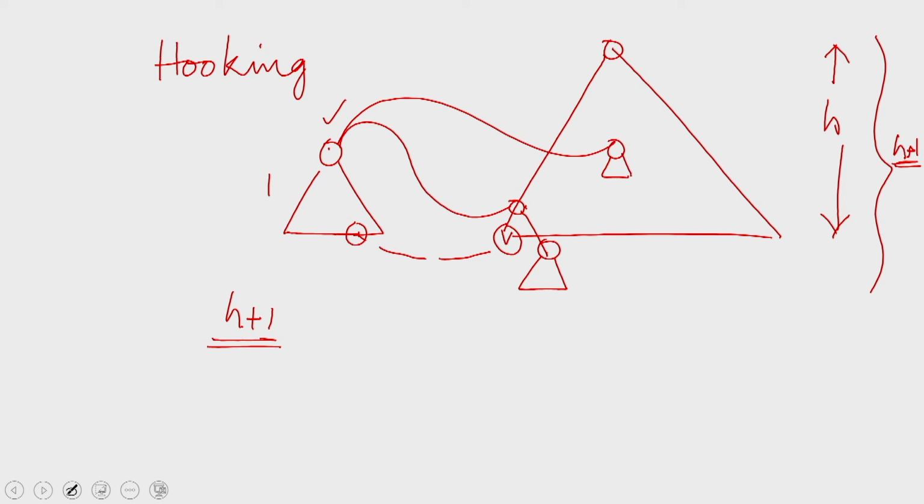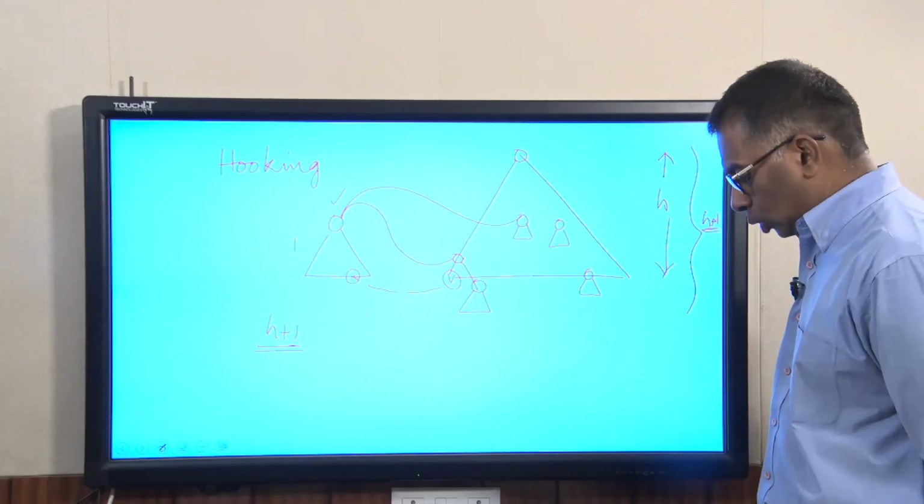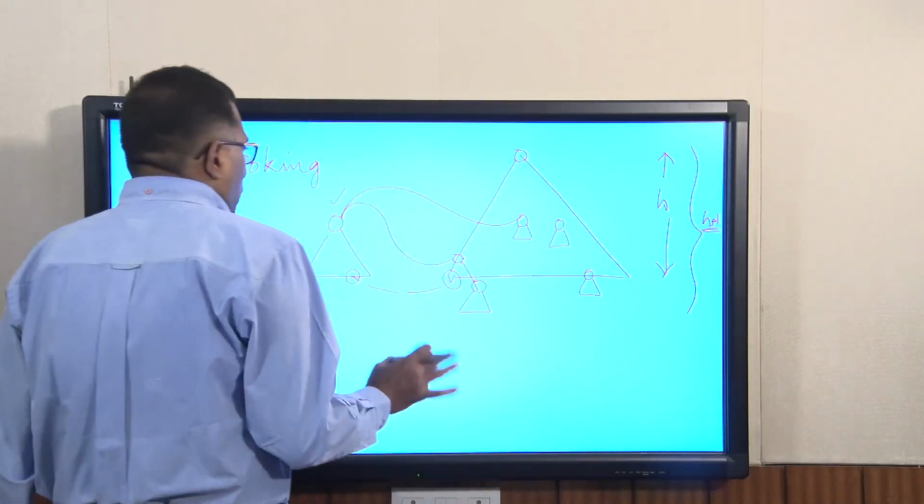And it could be that several stars are hooking to this one tree. Therefore, we can say that hooking will not increase the total height of all the trees put together. It might decrease the total height of all the trees put together, but it can never increase the total height of all the trees put together. Therefore, the total height in the worst case remains the same when we hook.